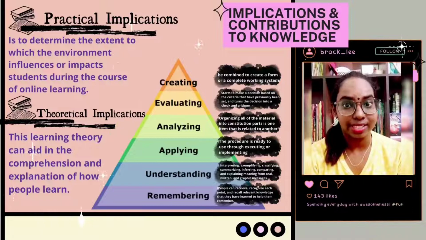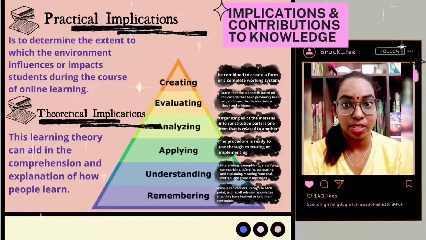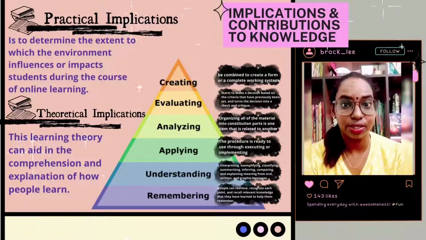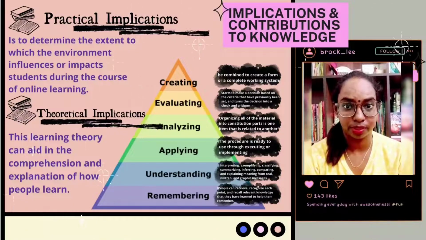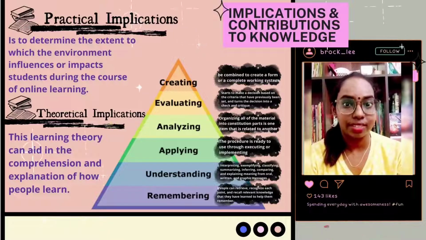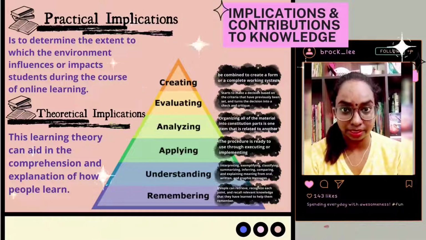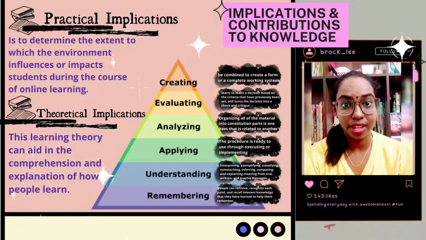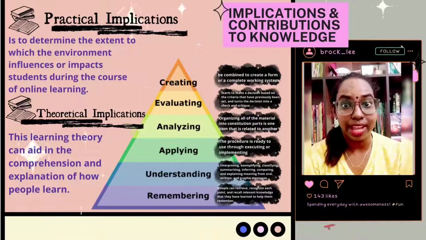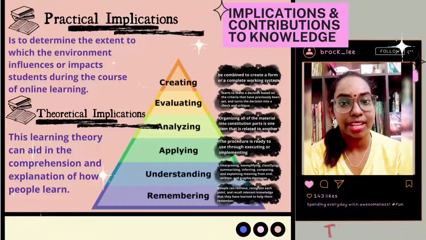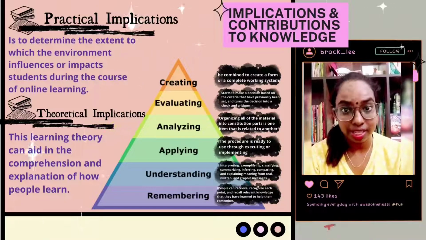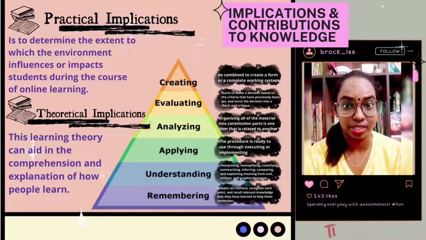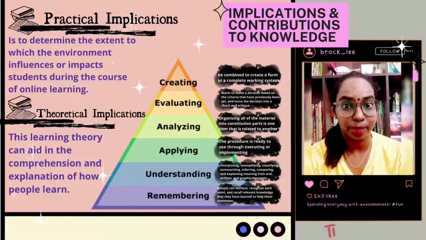The next one is analyzing. Organizing all of the materials into constituent parts, where each one is related to another. Overall, the goal is to distinguish, organize, and attribute. Applying. A procedure is ready to use through executing and implementing. It's followed by understanding: interpreting, exemplifying, classifying, summarizing, inferring, comparing, and explaining meaning from oral, written, and graphic messages. Last but not least, remembering. People can retrieve, recognize each point, and record relevant knowledge that they have learned to help them remember.